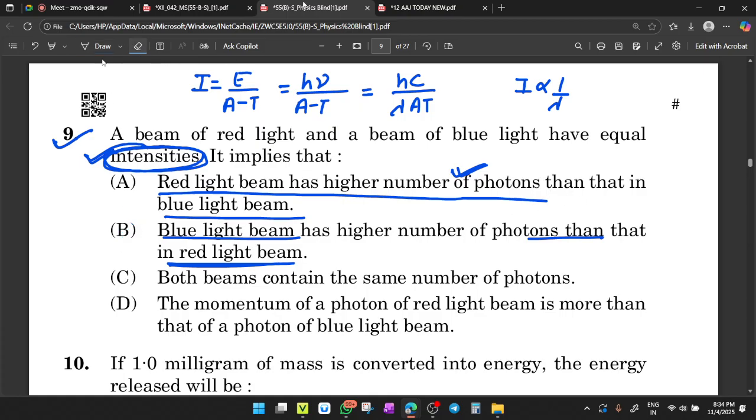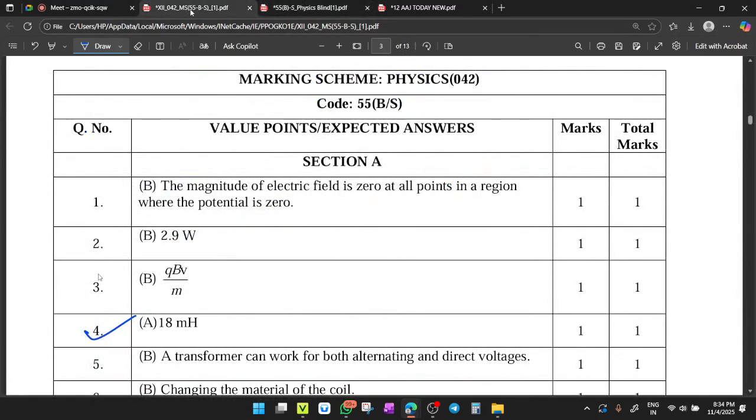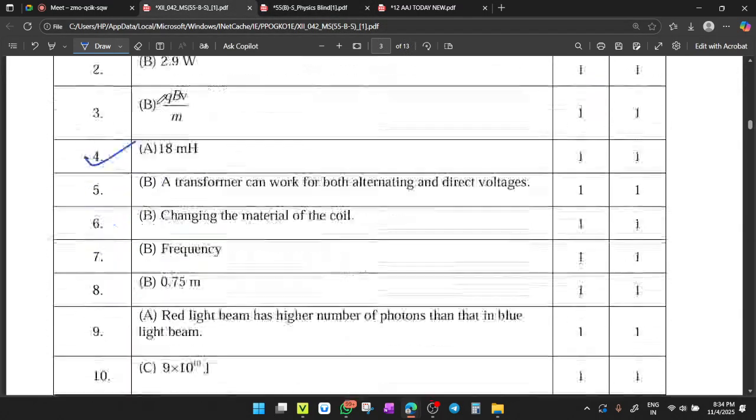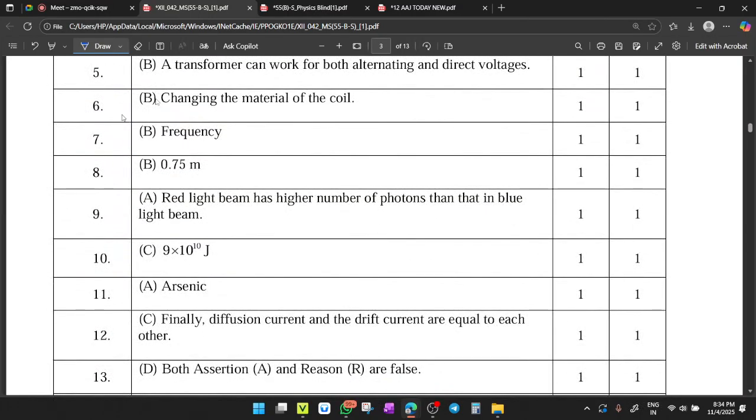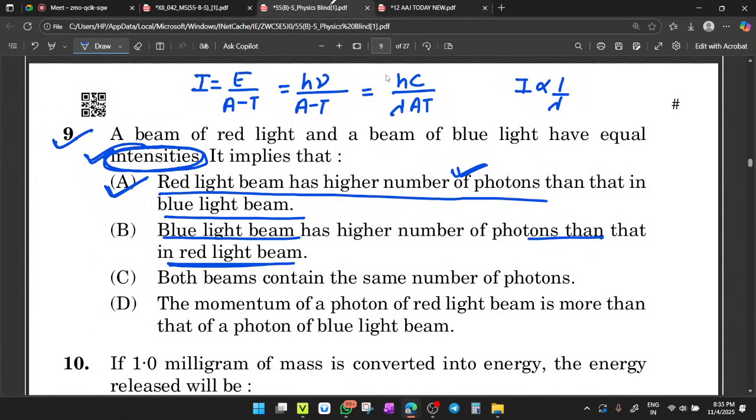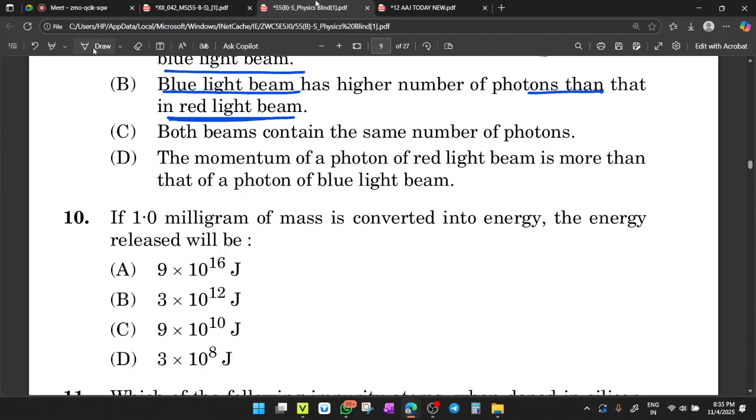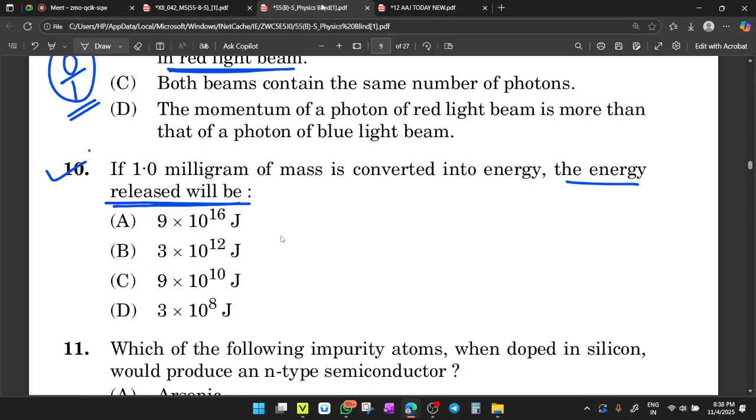Clear? So the answer in place of B should be A. Let us check the answer. Yes, the answer is A. So the red beam of light has a higher number of photons than the blue beam of light. Clear, students? Make it right. Next question is, if 1 milligram of mass is converted into energy, then the energy released will be. Tell the answer, students.